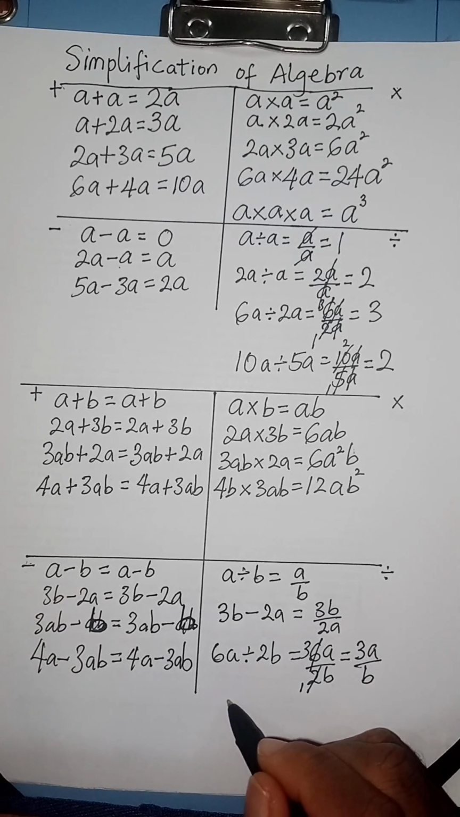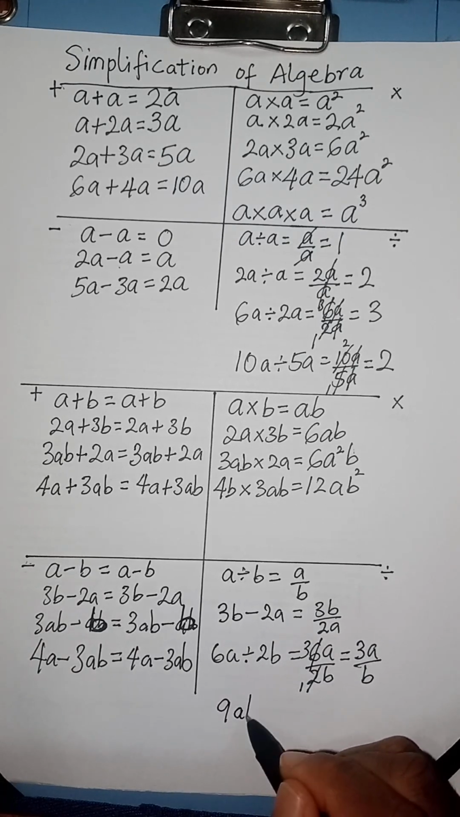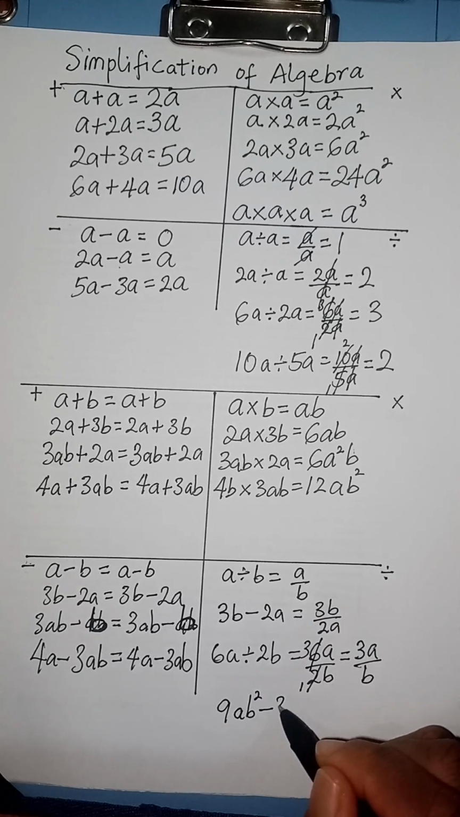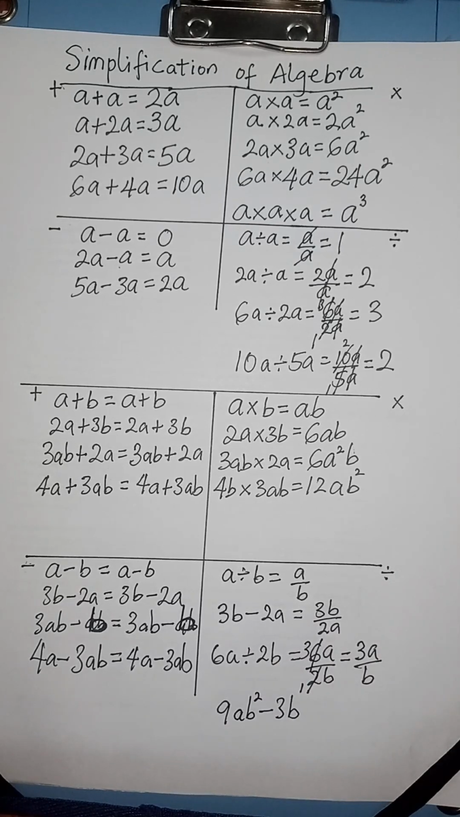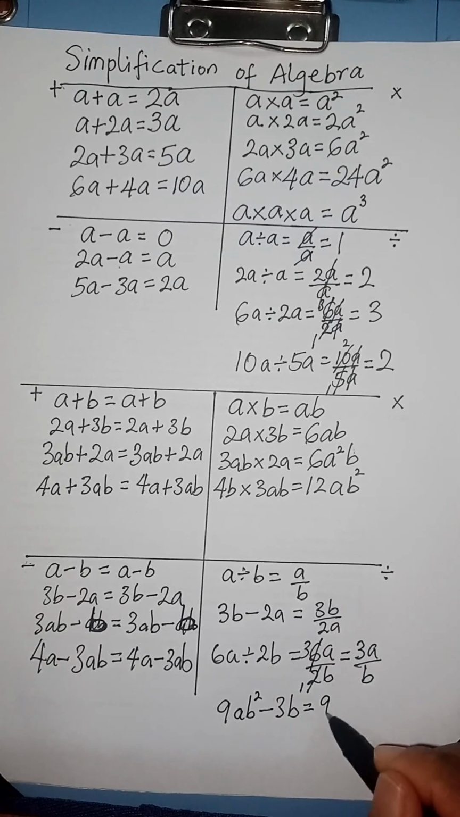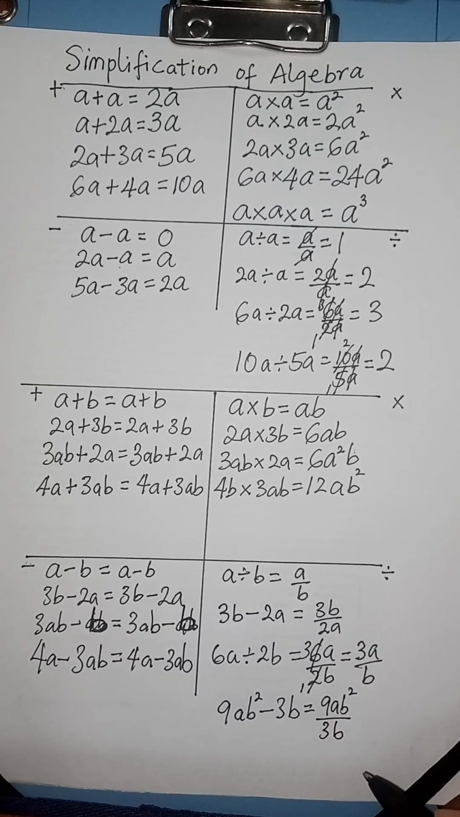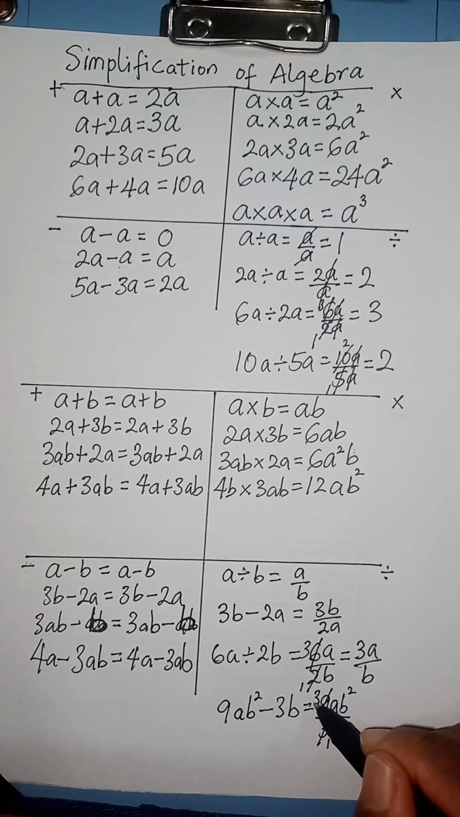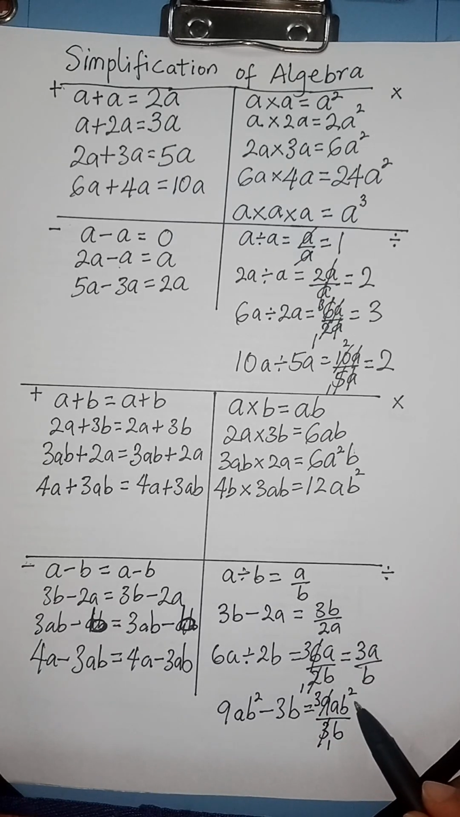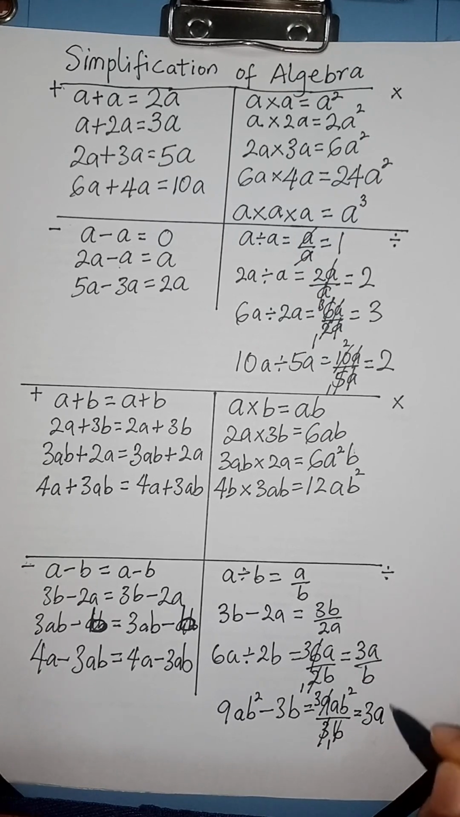If I have 9ab squared divide 3b, the 3 can divide 3 to be 1, and the 3 can divide into 9 to be 3. Now recall that b squared means b times b, 2 times. So one of those b will cancel out this b. And if it does, I'll be left with 3ab as the result.